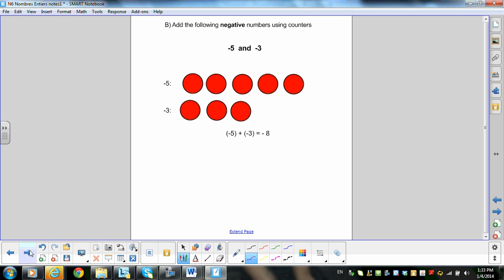Okay. Now, when I'm doing it with negatives, the same thing. Add the following negative numbers using the counters. So here's where people get a little bit confused. We need to add them all together. So it's like you owe somebody $5, okay? And then you owe them another $3. So how much money in total do you owe them? You owe them a total of $8. And you can count up your counters or you can just do that in your head. But when you're adding your negative numbers, there's going to be more negatives, okay? Because you're adding all red, so there's going to be more red, more negative numbers.